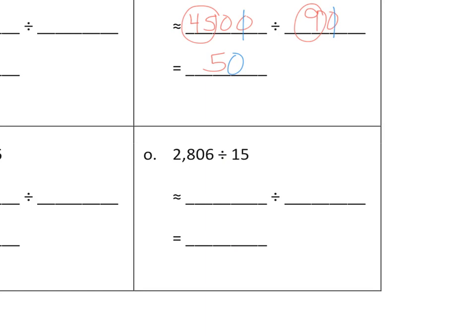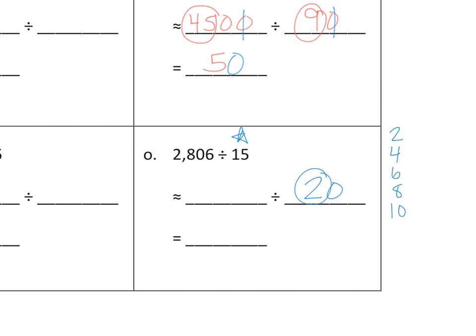All right, let's move down to L. Let's round 15 first. And 15 is dead smack in the middle of 10 and 20. So the rule is when it's exactly in the middle, you're going to round up. So it's going to be 20. So we're going to use our 2s. We're going to go 2, 4, 6, 8, 10.